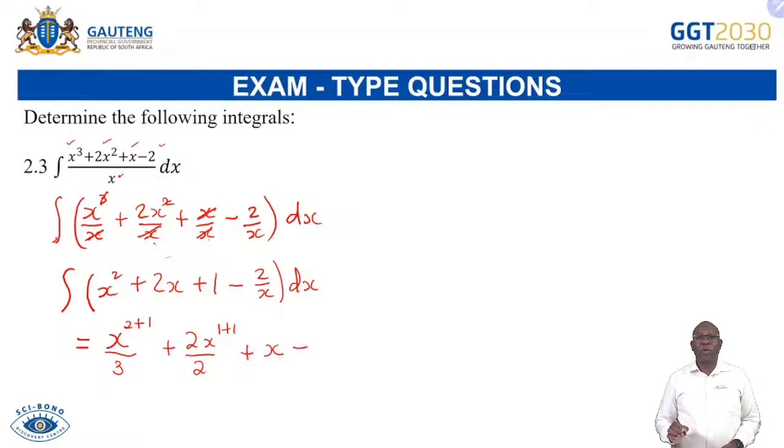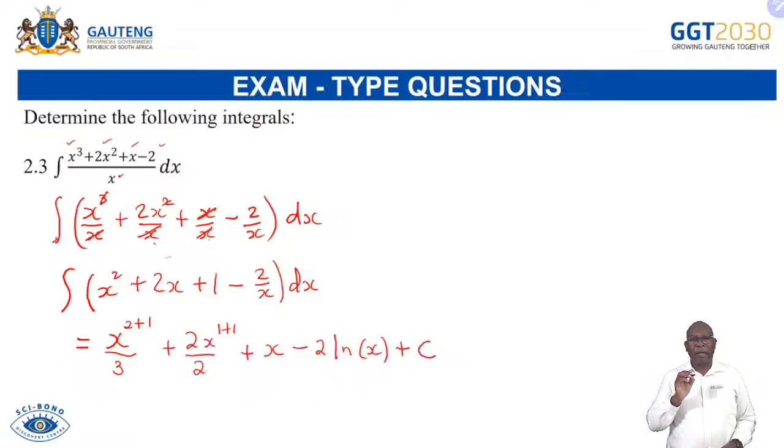Minus. Once we have an x as a denominator, don't think 2 must be there. Then we have ln of x. Don't forget our friend here. That friend c must be there. Every time you must put a plus c for indefinite integrals. So let me just write it properly there, x to the power 3 over 3.